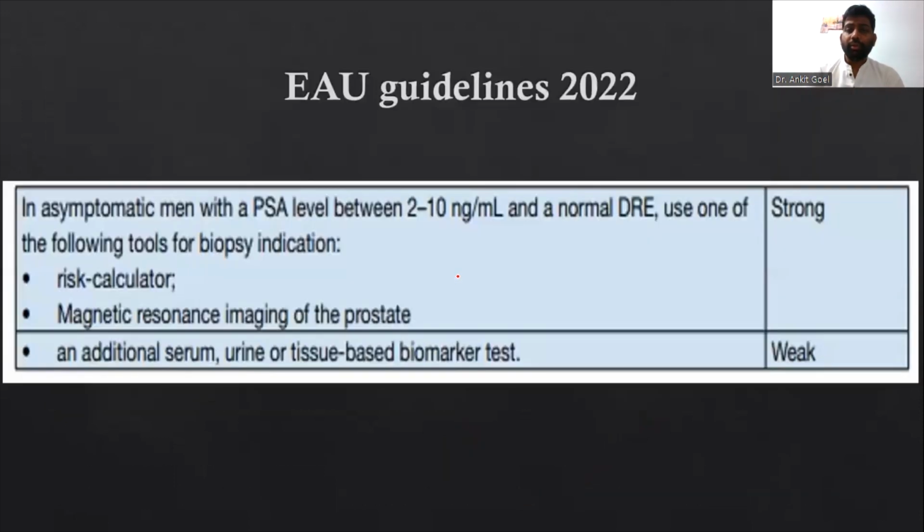And if we move further, let us look at the EAU guidelines regarding asymptomatic men who have a PSA of 2 to 10 and a normal DRE finding. What to do in these patients? The PSA is elevated slightly, the DRE is normal and the patient is not having any symptoms. So these are screen detected patients. What are the indications for biopsy in them? We can use risk calculators and calculate the risk, and we can get an MPMRI, an MRI of the prostate, done. We can also get some additional markers done, as we discussed in the previous slide.